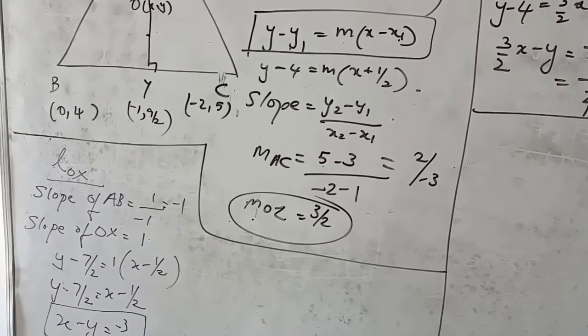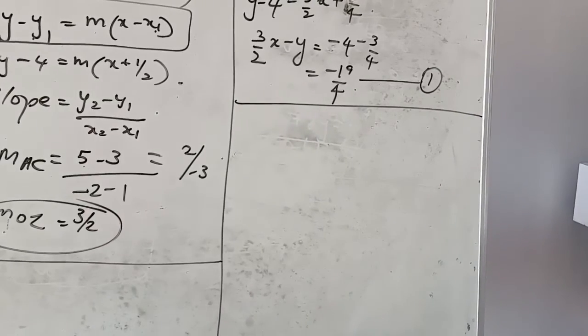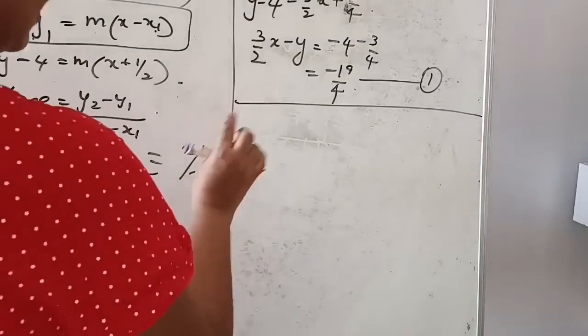As you can see, I have written down the equation of the line OX. I have found out the slope of AB. Then I have found out the slope of OX. I have applied the equation of the line y minus y1 is equal to m into x minus x1. I have simplified and I have gotten the equation as x minus y is equal to minus 3. Now I have got two equations of the line OZ and the line OX. The first one is 3 by 2x minus y is equal to minus 19 by 4, which is my first equation. And the second equation is x minus y is equal to minus 3.